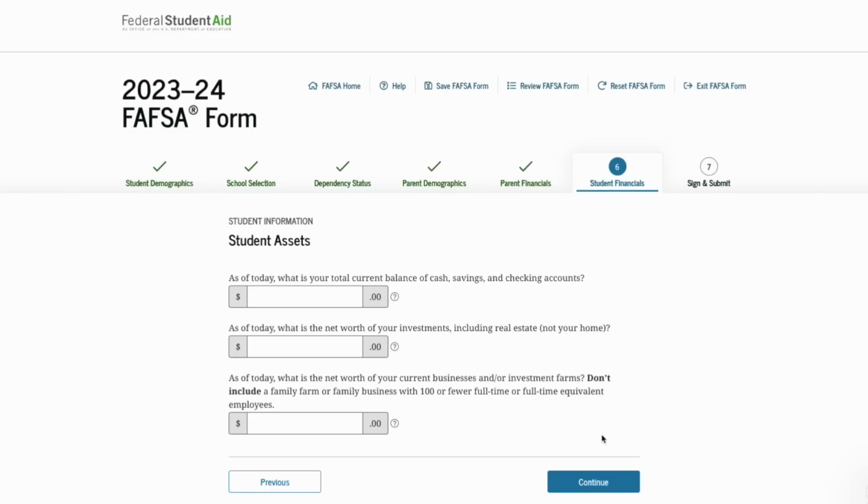Now, this final screen is about account balances you may hold as of today. So remember, you're going to report values as of today. The first question is about your checking and savings accounts. Put the value here. If you have other investments outside checking and savings, maybe you have a couple stocks you own or other types of investments, you'd put that value here. And finally, similar to your parents, if you own a business and you have greater than 100 full-time employees, you'd have to put the value of that business here.